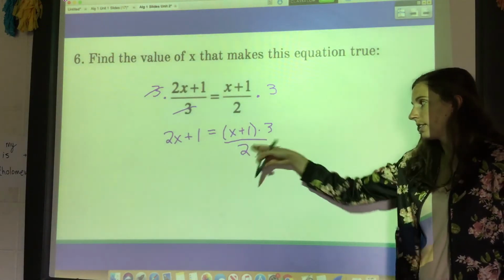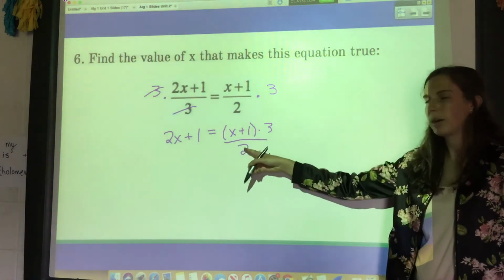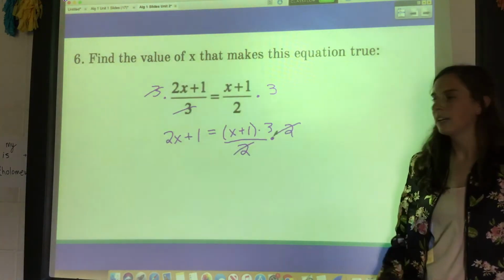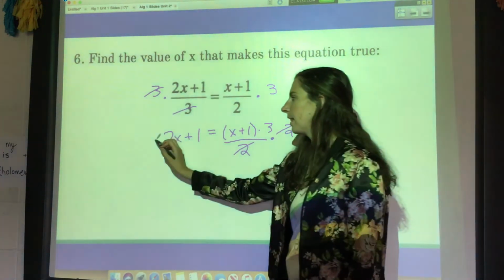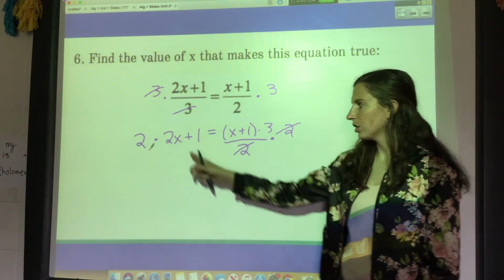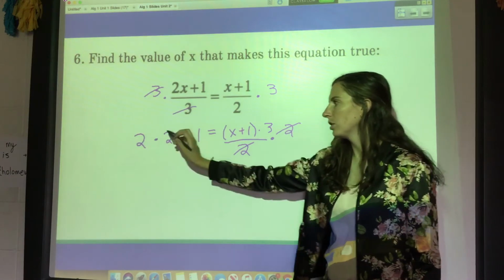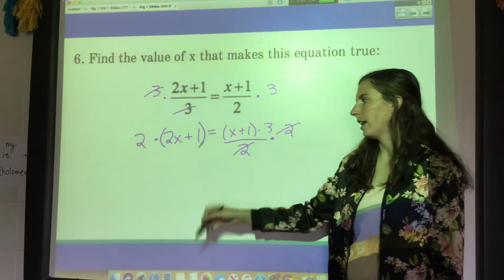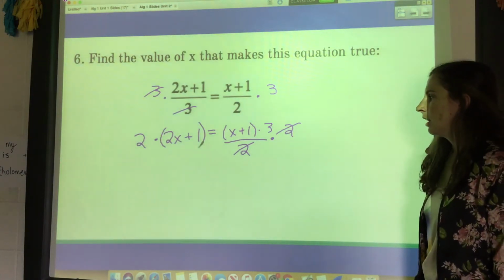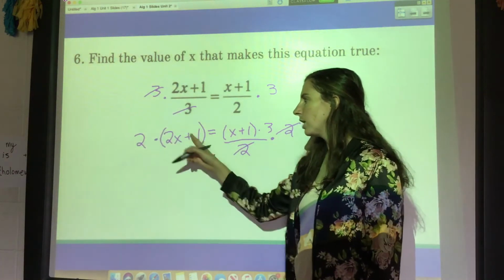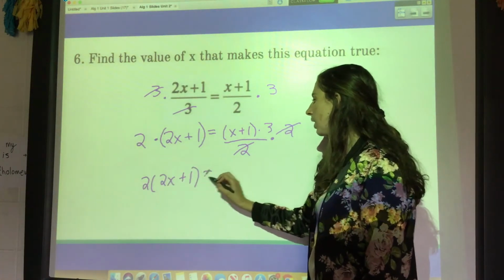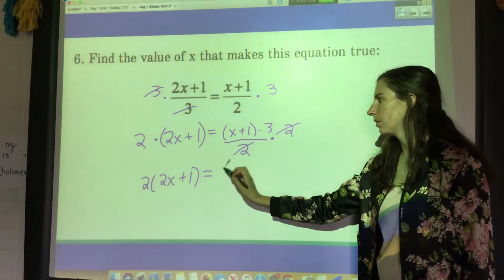Again, I don't want this either, so to get rid of divided by 2, I'll multiply by 2, which will cancel that out. But I'll need to also make sure I multiply this side by a 2 as well, just to keep it balanced. Be careful, you're not just multiplying the first term by the 2, you're multiplying the entire thing by a 2, so you need some parentheses there. Okay, so now I'm left with 2 times this stuff equals 3 times this stuff.